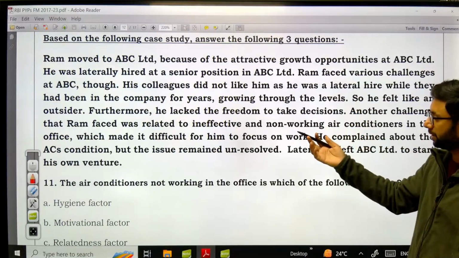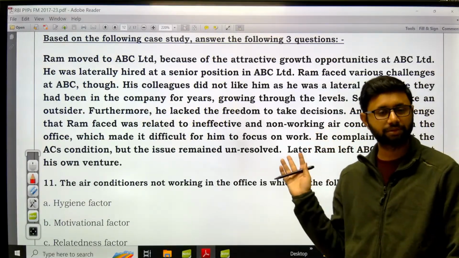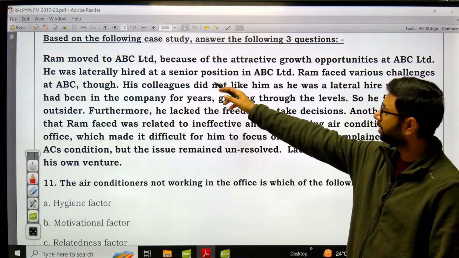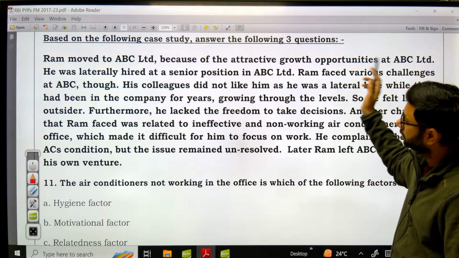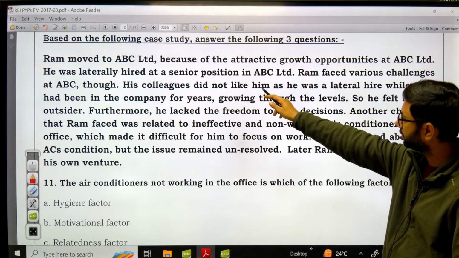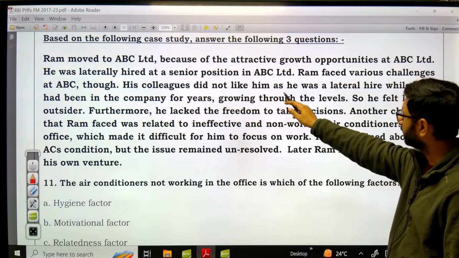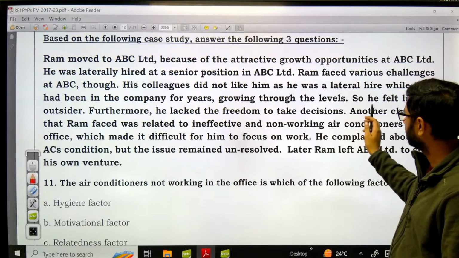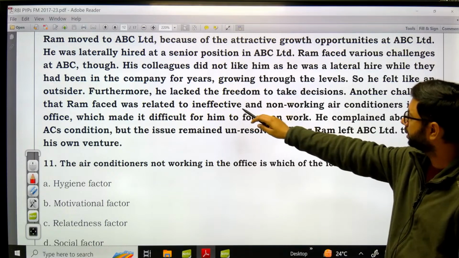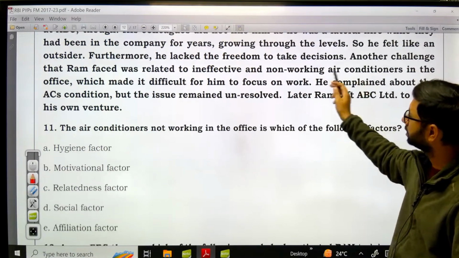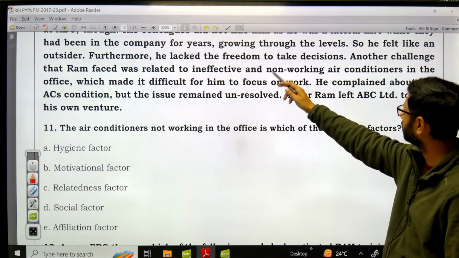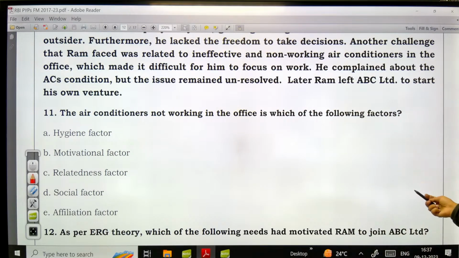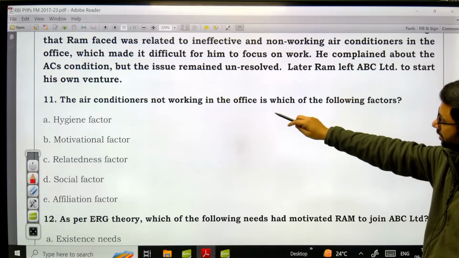Now a question with respect to management, and obviously this is related to motivation. So motivation related theory will be asked. Ram moved to ABC Limited because of the attractive growth opportunities at that company. He was laterally hired at a senior position. His colleagues did not like him as he was a lateral hire while they had been in the company for years, growing through levels. So he felt like an outsider. Furthermore, he lacked freedom to take decisions. Another challenge that Ram faced was related to ineffective and non-working air conditioners in the office, which made it difficult for him to focus on work. He complained about the AC's condition, but the issue remained unresolved.